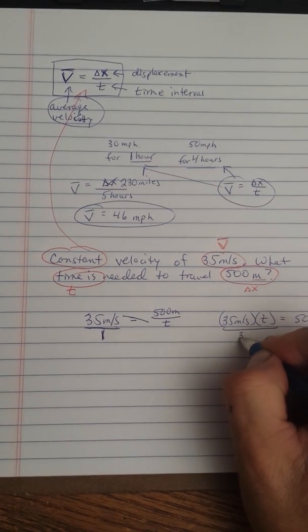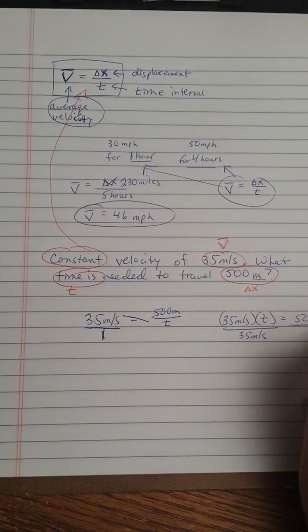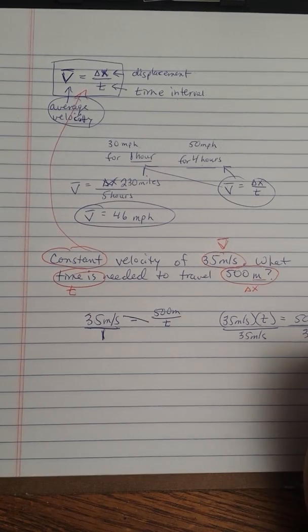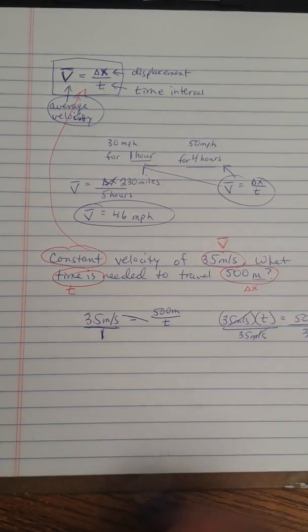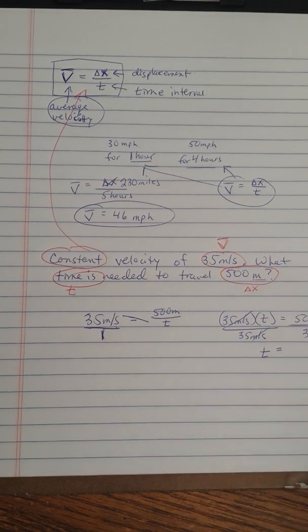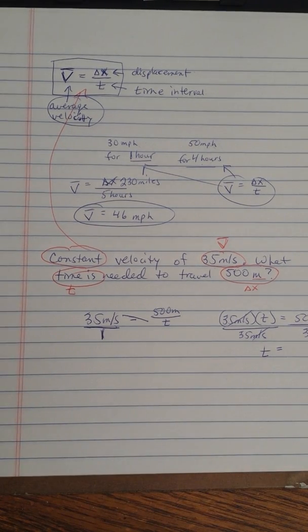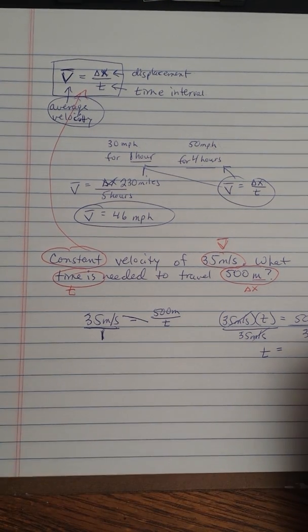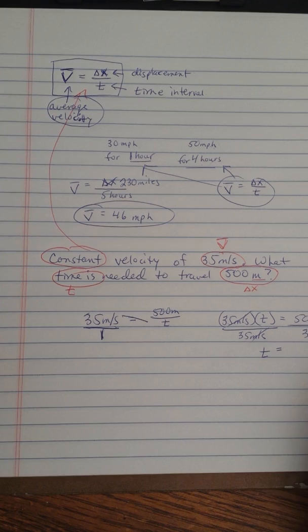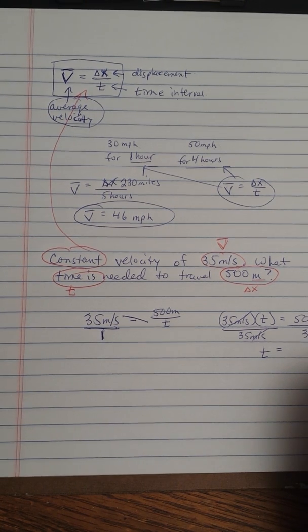And then to isolate the t, as the mathematicians would say, we divide both sides by 35 meters per second. And the time is going to be 500 meters divided by 35 meters per second. Unfortunately, I'm using my cell phone to record this, which is also my calculator, so I will let you do the math. What I will say is the meters here are going to cancel out. And here we have a per second on the bottom.